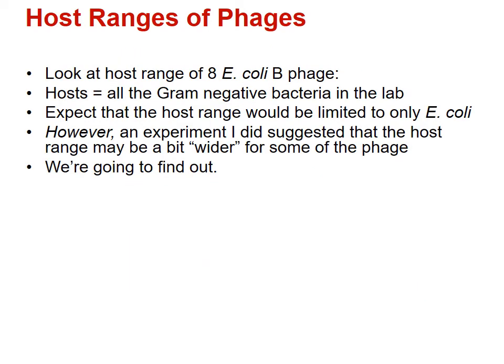So we're going to look at the host range of 8 E. coli B phage. And we're going to use all, well, maybe not all of the gram-negative bacteria in the lab. We expect that the host range would be limited only to E. coli, but I did an experiment that suggested that for some of these bacteriophage, the host range is a bit wider than what's expected. So they can infect some other bacteria that you wouldn't normally think they would infect. And we're going to find out and see if that works again.